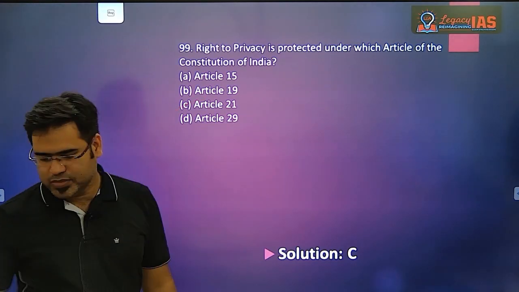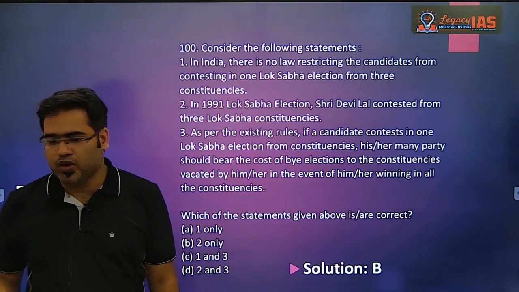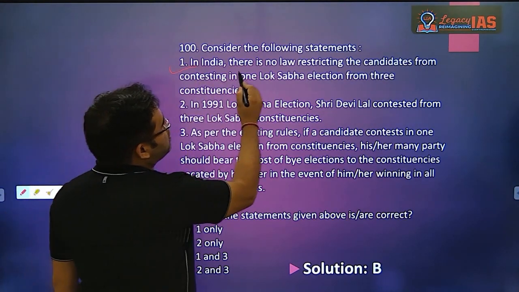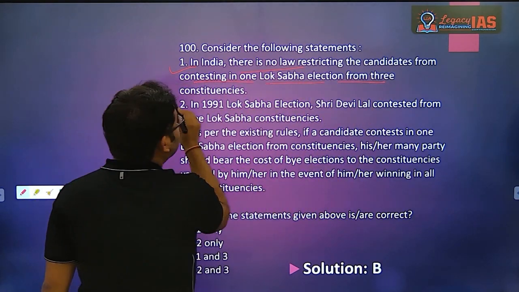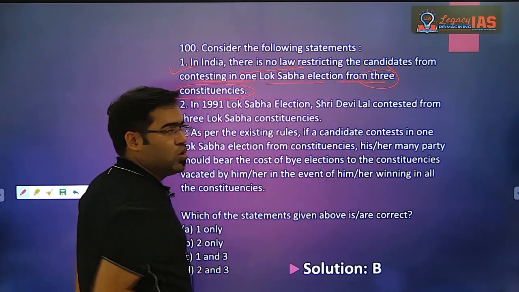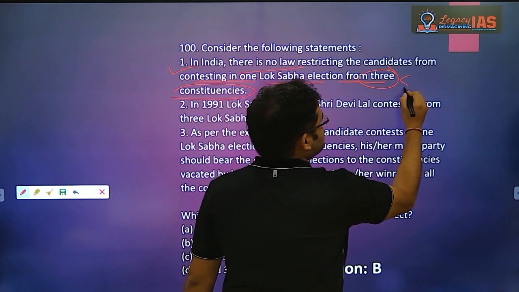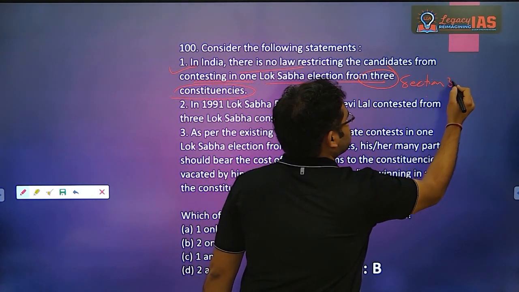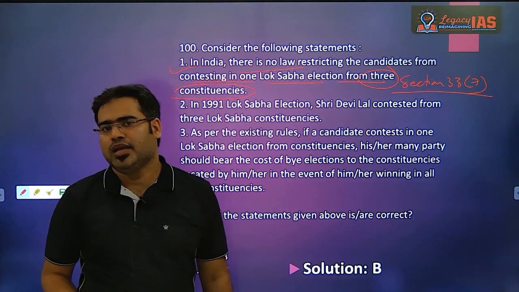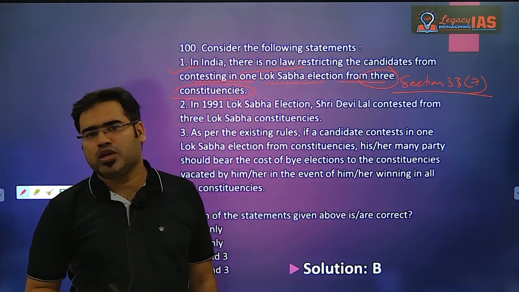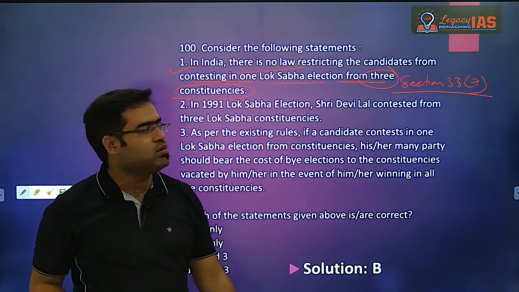Next is the last question, question 100. Here they have asked, consider the following statements. In India, there is no law restricting a candidate from contesting a Lok Sabha election from three constituencies. But if we read the Representation of the People Act 1951, there is Section 33(7), which restricts one candidate from contesting more than two Lok Sabha constituencies. Before 1996 it was allowed, but it is not allowed now.